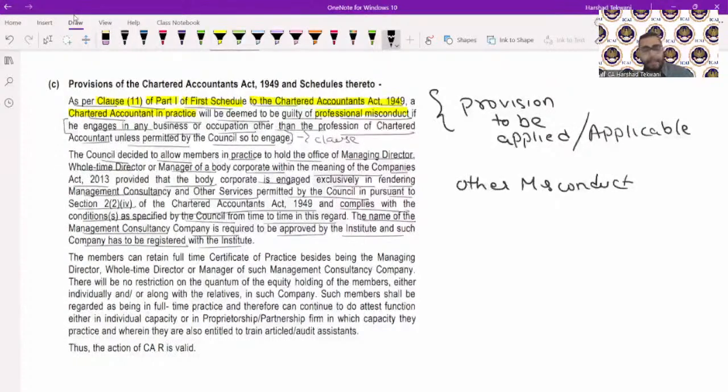So there is another provision which is coming into the picture, which is section 2(2) of the Chartered Accountants Act. Okay. Section 2, subsection 2, clause 4. Now this talks about how a member is allowed to hold office of managing director, whole-time director, when the corporate is only involved in management consultancy service or other service permitted by council. This is the other provision. So I explained the other provision which is applicable over here.